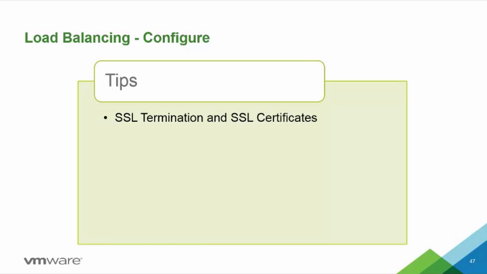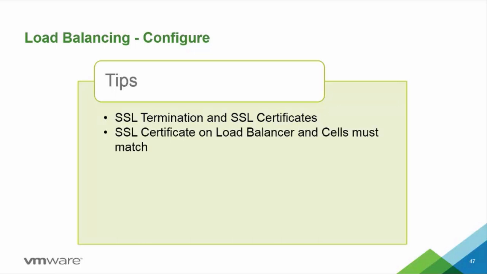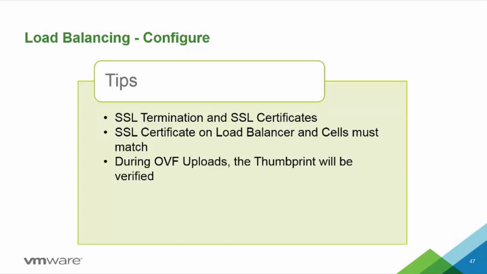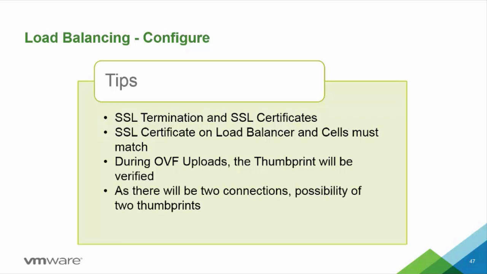As we touched upon earlier with vCloud, we're going to be using our OVF tool to do our uploads. So what we need to ensure is that the SSL certificate on the load balancer and the cells must match. Because if we're doing the upload, there's the possibility of 2 separate thumbprints. OVF tool connects to the load balancer and then it will connect to the cell. If those 2 certificates are different and we have SSL termination enabled, there's a possibility of 2 thumbprints, and because we don't get a match, we won't get an upload.